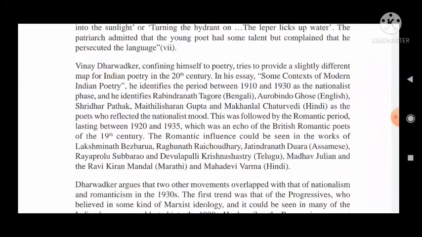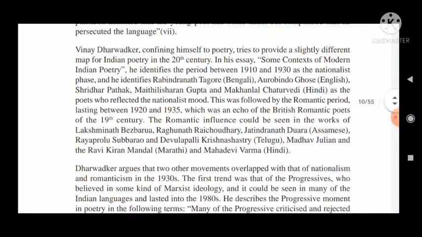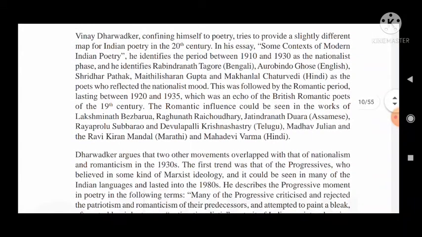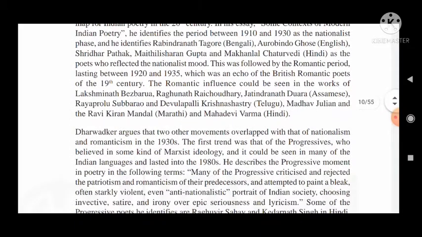Binay Dharwadkar, confining himself to poetry, tries to provide a slightly different map of Indian poetry in the 20th century. In his essay, Some Contexts of Modern Indian Poetry, he identifies the period between 1910 and 1930 as the nationalist phase, and names Rabindranath Tagore in Bengali, Aurobindo Ghosh in English, Sridhar Pathak, Maithili Sharan Gupta, and Makhanlal Chaturvedi in Hindi, as the poets who reflected the nationalist mood.